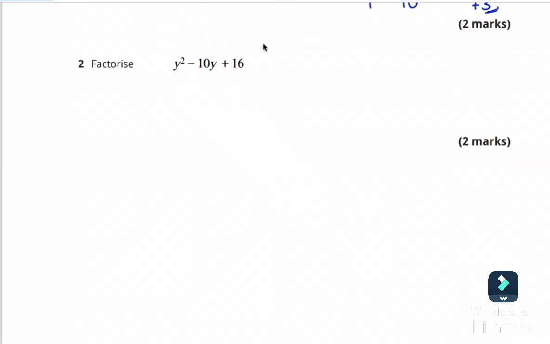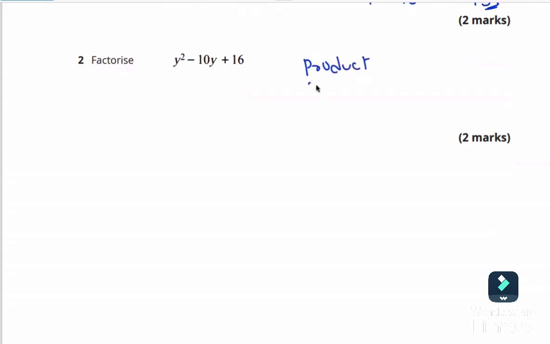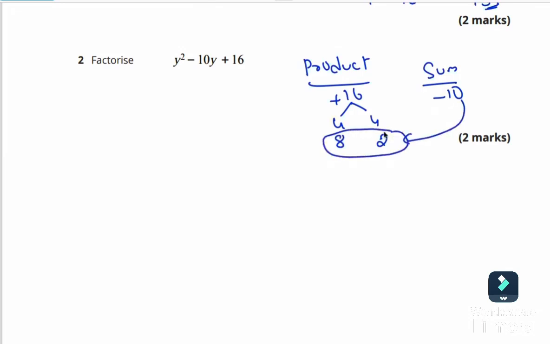Now, here your product is going to be positive 16 and your sum is going to be negative 10, right? Therefore, get the factors for 16. So 4 and 4, or you can say 8 and 2. I must go with these factors so that when I add them, I get 10, right? The sign of multiplication: negative into negative should be positive. That means my two factors should have negative and negative signs. So when I add them, I will get negative 10.